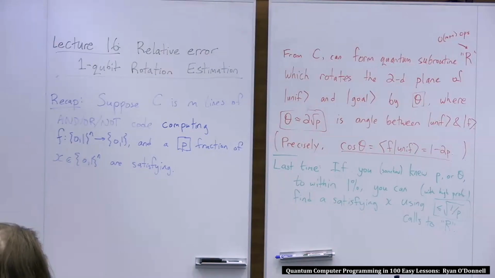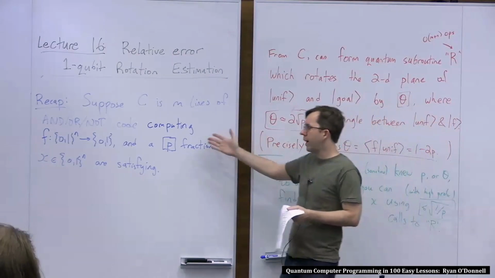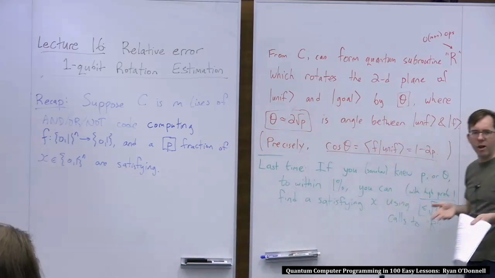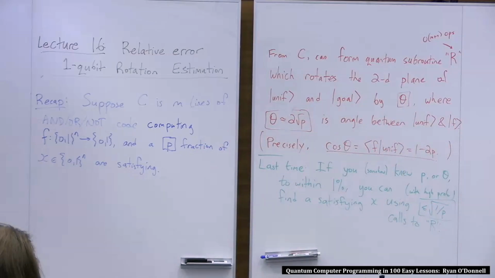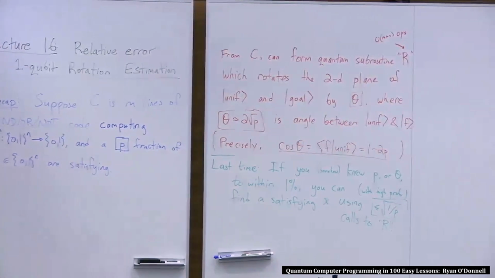Of course, the bigger p is, the easier this problem should be algorithmically. If I tell you a 10% fraction of the strings satisfy f, then it's really not a hard problem. Just pick, like, 100 strings, and probably you'll find a satisfying one. But p could be really small. In fact, p could be 1 over 2 to the n if there's only one satisfying string. It could even be 0. So the bigger the p, the easier it should be. That's true for classical algorithms, but we'll also see it's even truer for quantum algorithms.